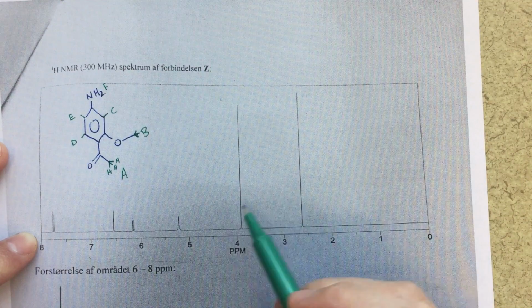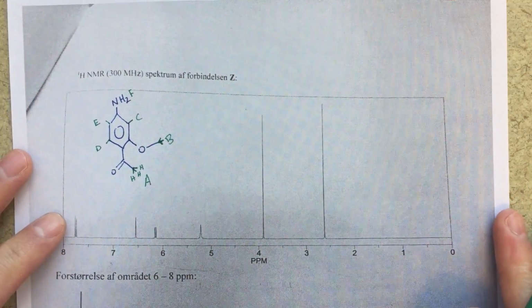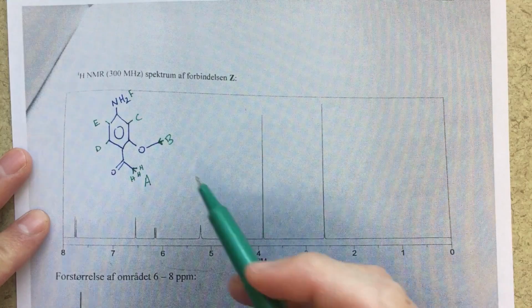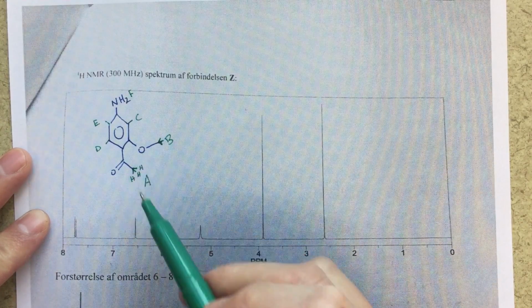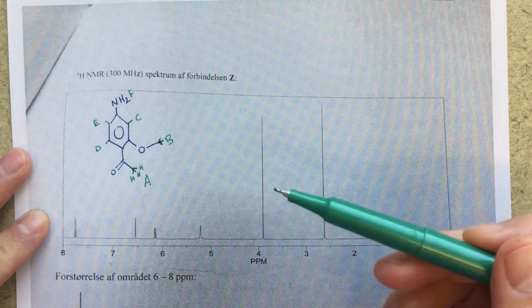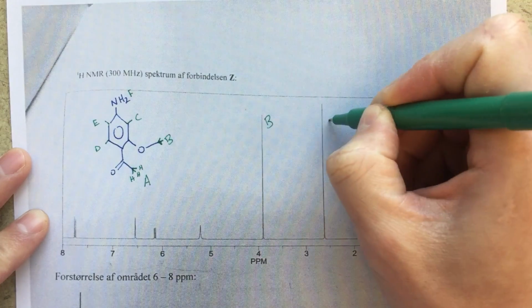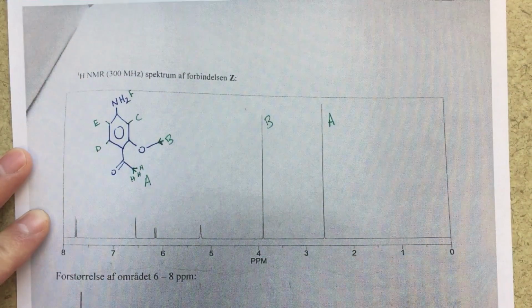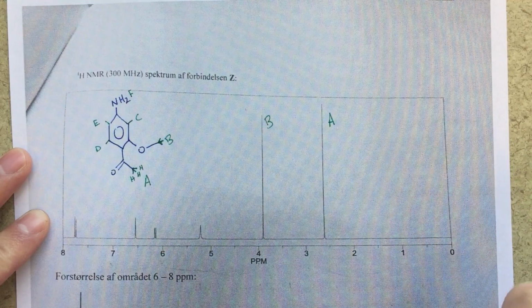Now, in terms of deciding which one of these is A and B and getting going with the actual assigning, I'm going to look at what the chemical environment is, right? This B is bonded to an oxygen. That oxygen is going to shift this peak downfield. So I'm going to label this one as B and this one as A. And I think those are a good starting point, an easy way to get going.